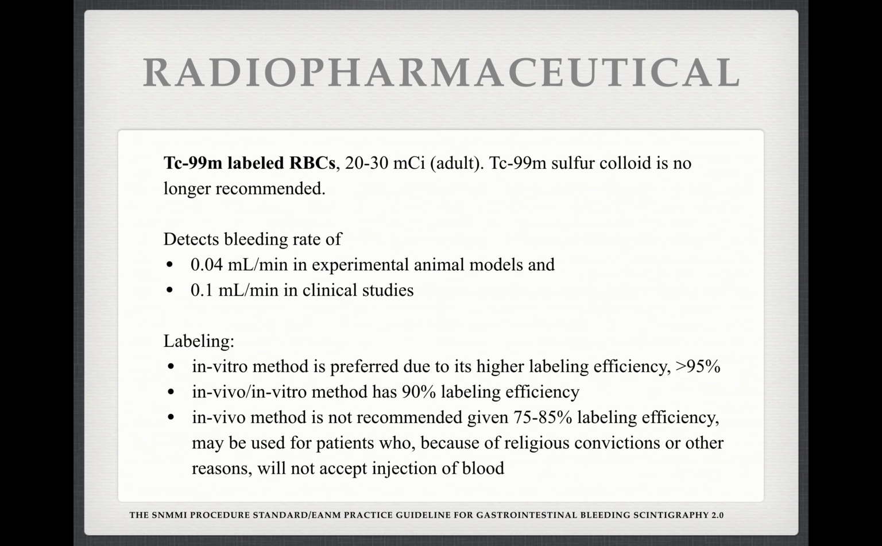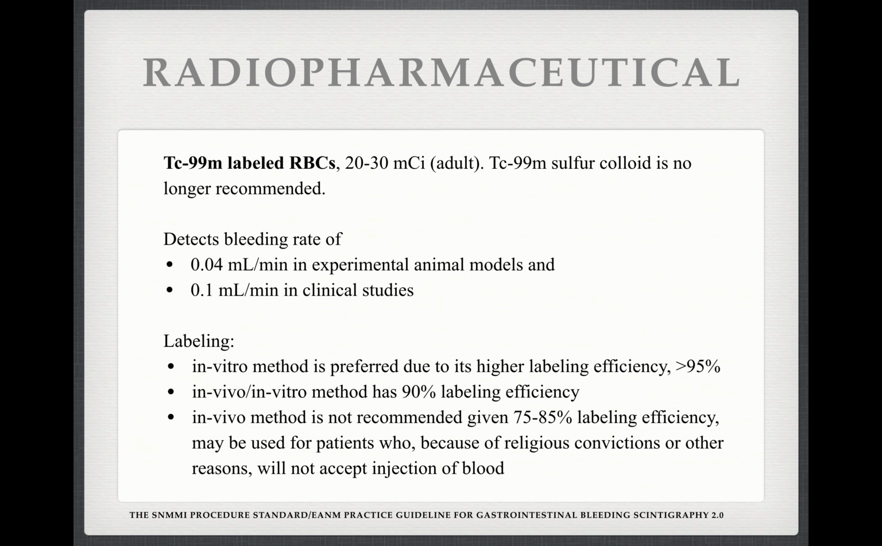So in general, these days we only perform technetium-99m labeled red blood cells. A typical dose is about 20 to 30 millicuries, and in theory, this can detect pretty slow bleeds, with clinical studies suggesting as slow as 1/10 of a milliliter per minute.